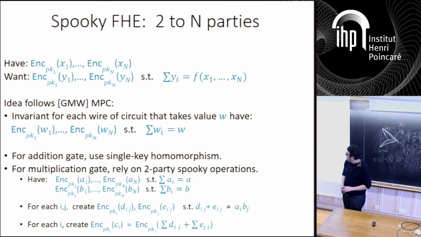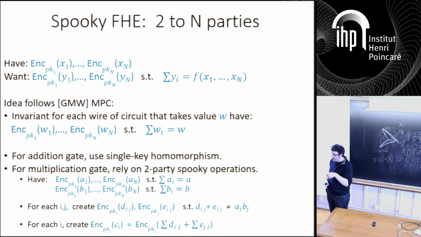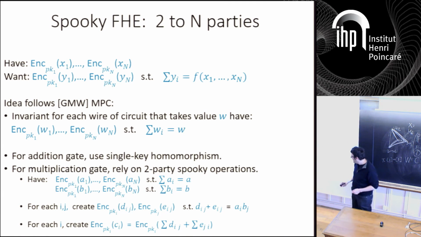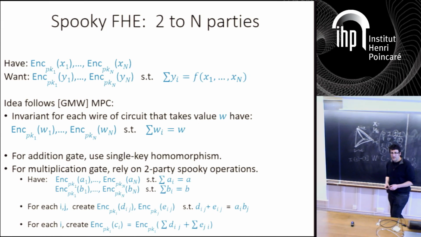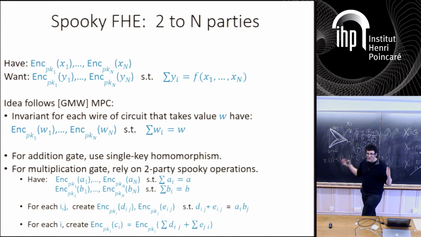I'm doing all these operations myself. You're only using 2-key FHE? Here my assumption of this encryption scheme is that it's additively homomorphic for one key, and 2-key spooky. So I can multiply xi times yj and get two encryptions under party i and party j of two values that sum up to the product. So that's what I'm using here. I can create Dij and Eij that sum up to Ai Bj. This is really me doing GMW in my head.